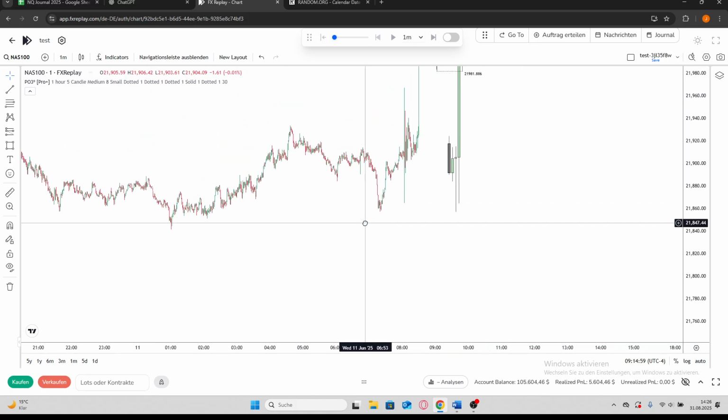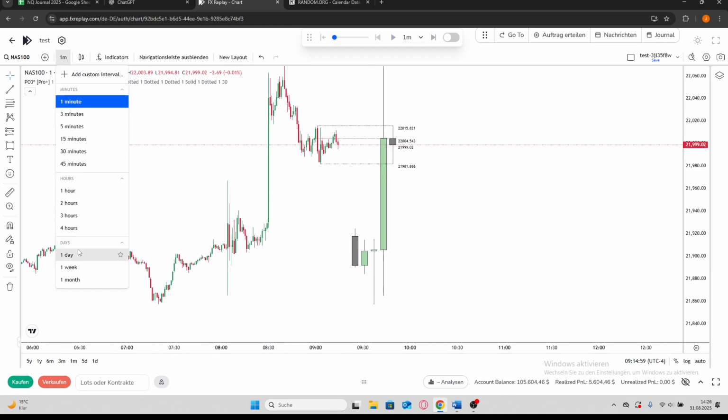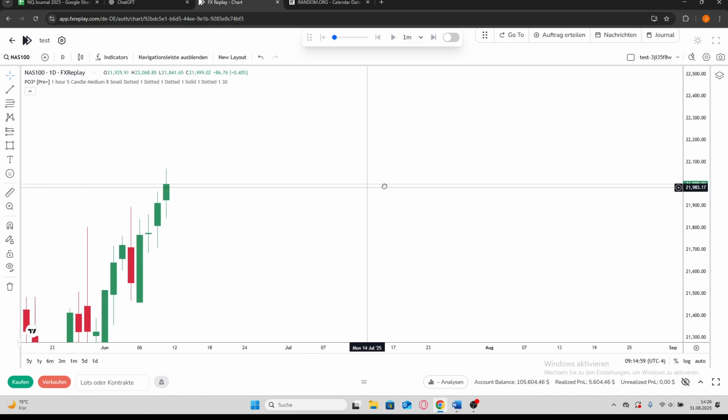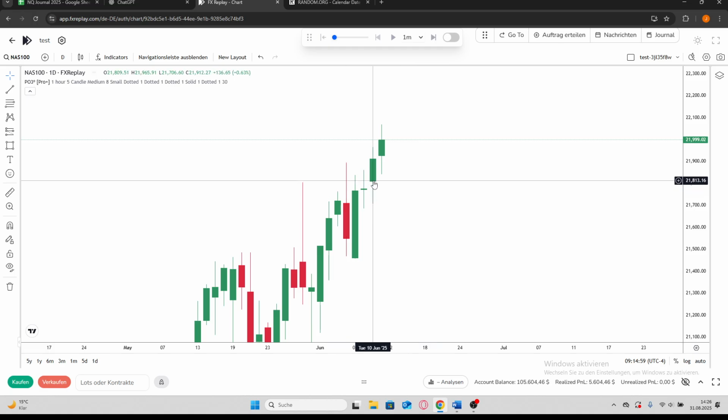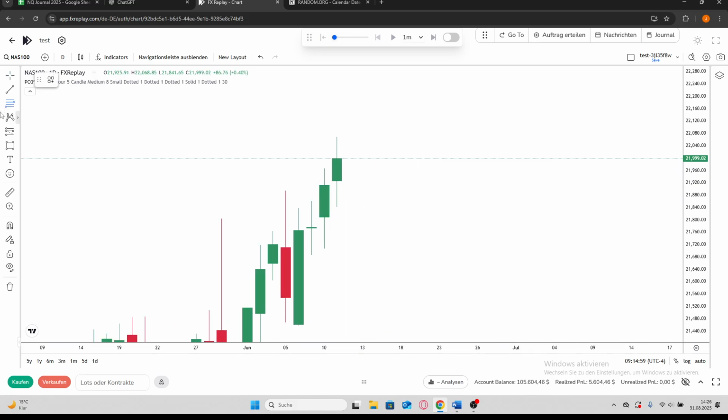All right, next New York session. We go again on the daily chart. I know my bias was bearish yesterday, but we continued to go higher. So we already swept the previous day high, so maybe we get a short signature now.